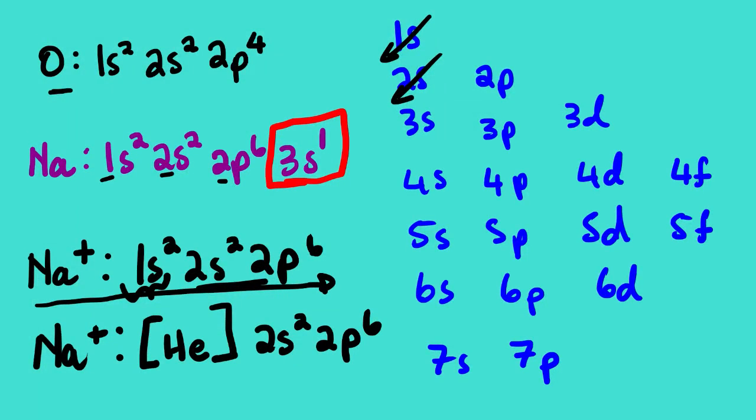Now that we know the electron configuration of sodium ion and sodium, and also looked at the noble gas core notation, and also looked at the isoelectronic, let us go ahead and find the electron configuration of oxygen ion. We said oxygen has 1s2, 2s2, 2p4.